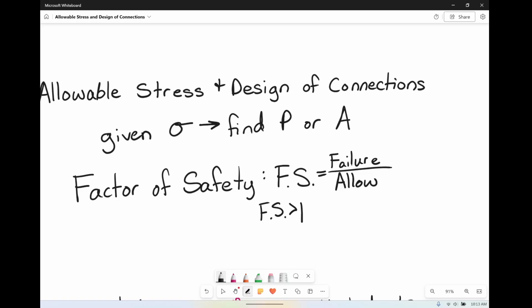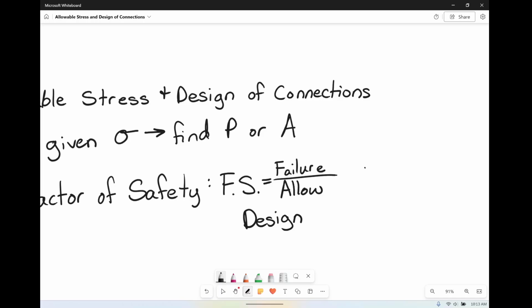A lot of times the book that we're using does like to do something like 2.5. So we're 2.5 times safe here, just to make sure, because things could change in the future for whatever reason. So this is our design factor. If we are designing the size of a connection or the size of a plate, if you're picking a size for something, that's design. And we also have our other version for analysis, and that one is the allowable over the actual. So this is our analysis factor.